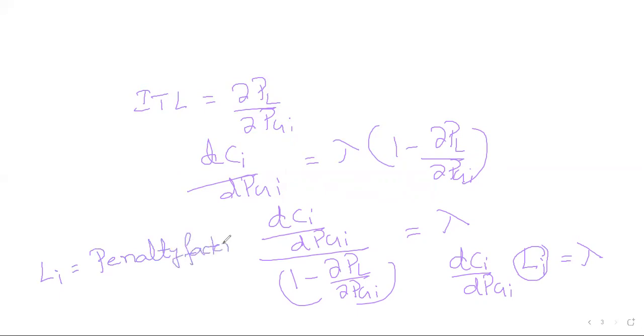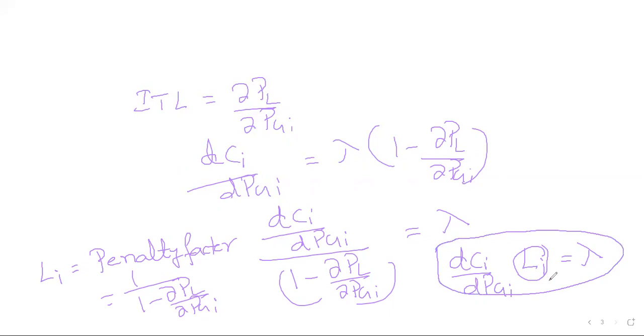And what is this penalty factor? It is 1 by (1 minus dou PL by dou PGi). So dou PL by dou PGi is called the incremental transmission loss. 1 by (1 minus incremental transmission loss) is called the penalty factor. So this is the equation which represents the economic operating schedule considering losses.